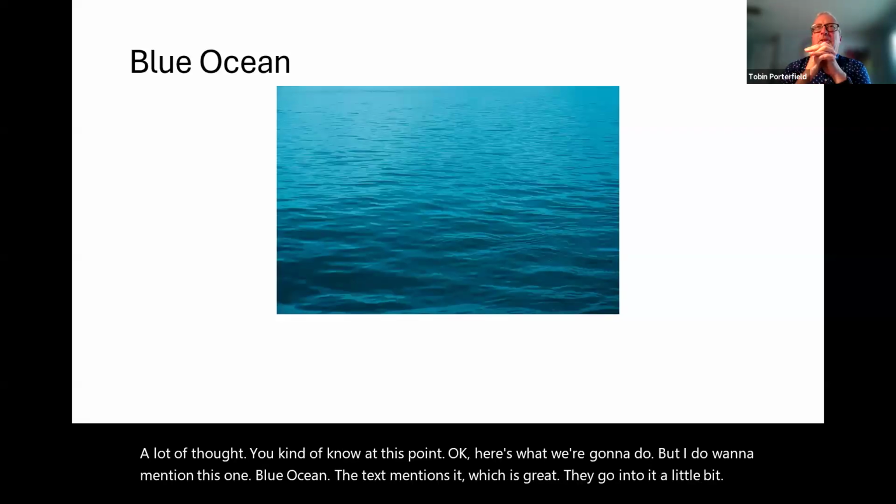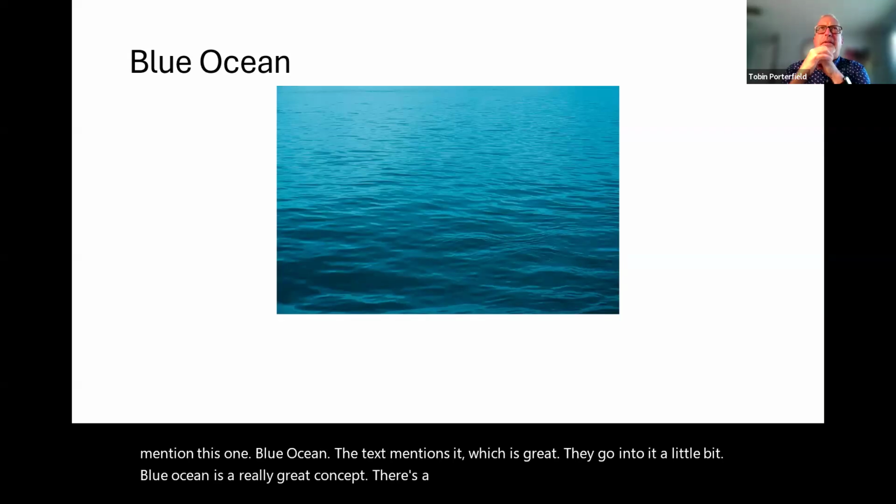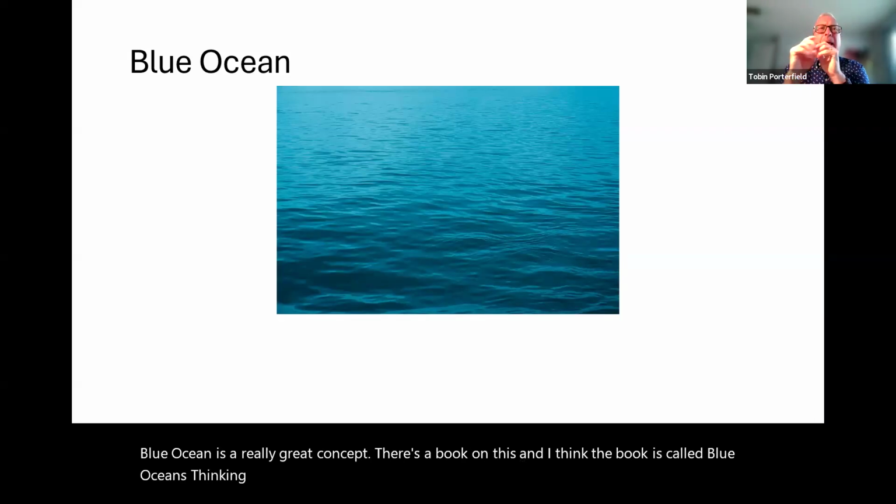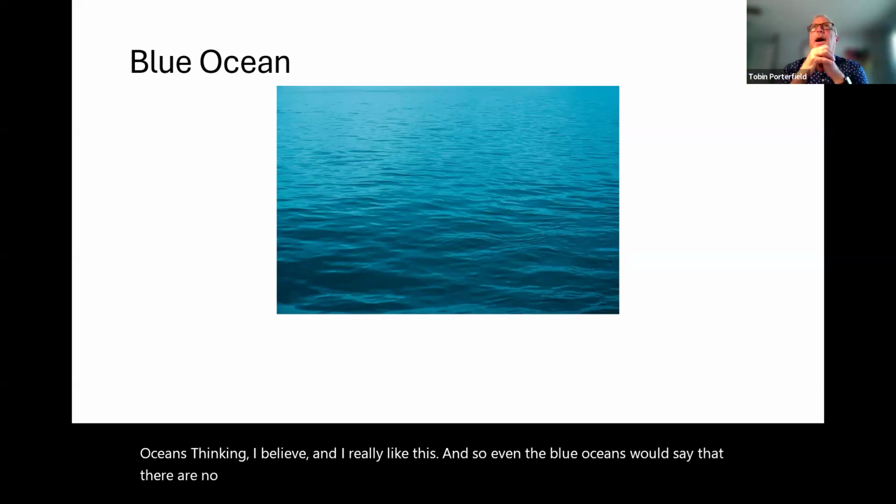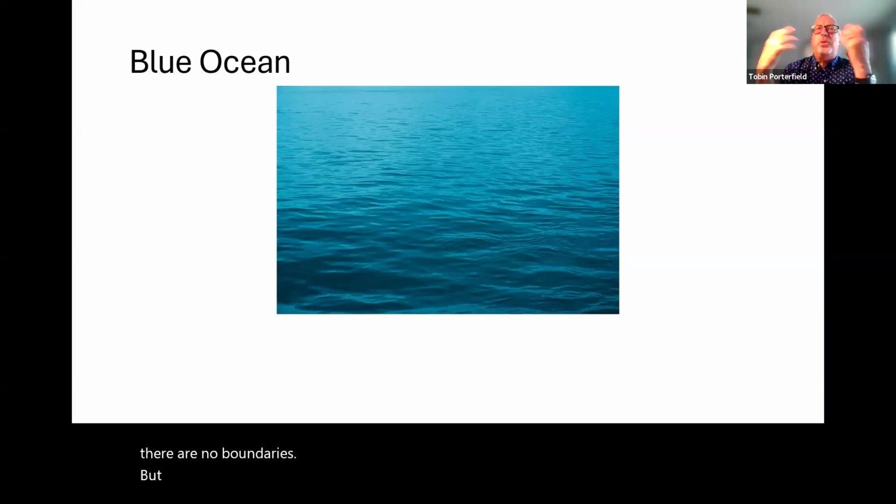Blue Ocean is a really great concept. There's a book on this, and I think the book is called Blue Ocean Thinking, I believe. And I really like this. Even Blue Ocean would say that there are no boundaries. But in reality, in business, we know there's boundaries.